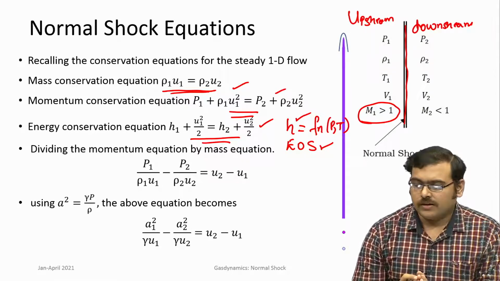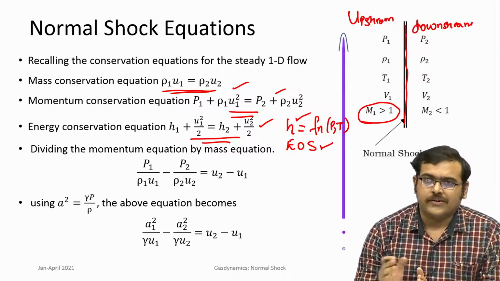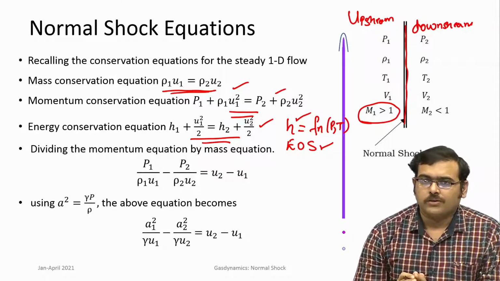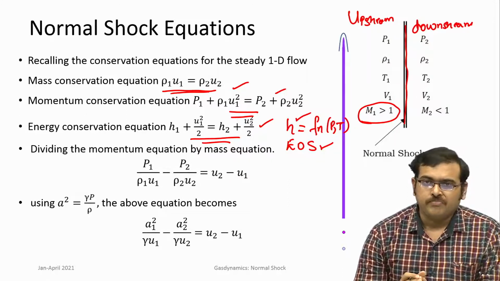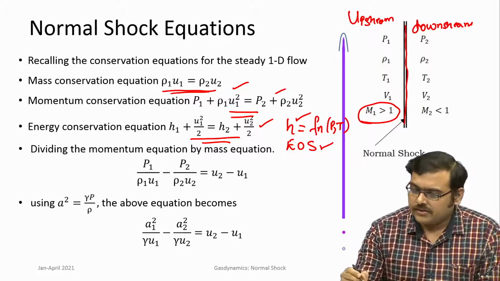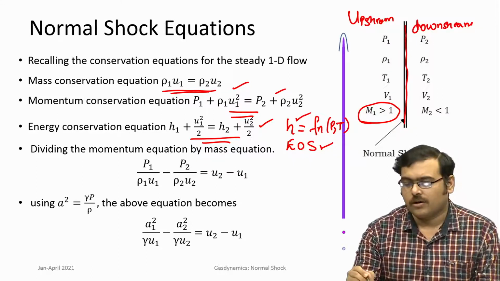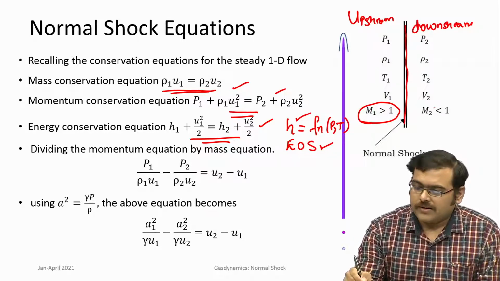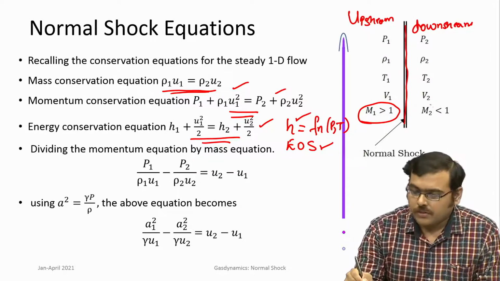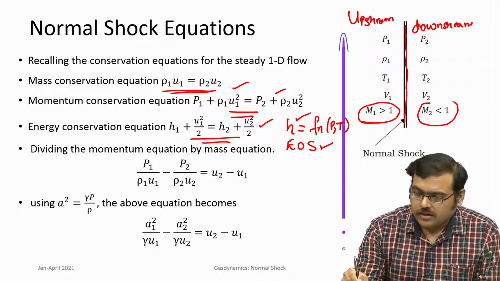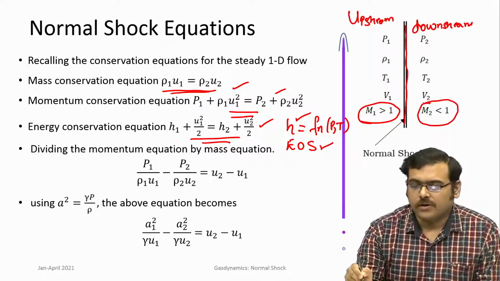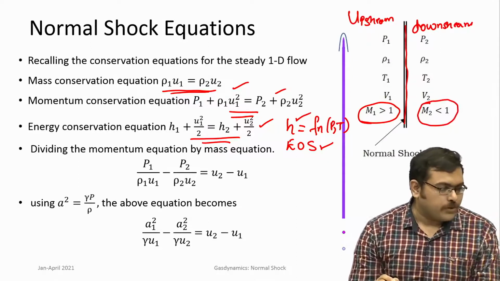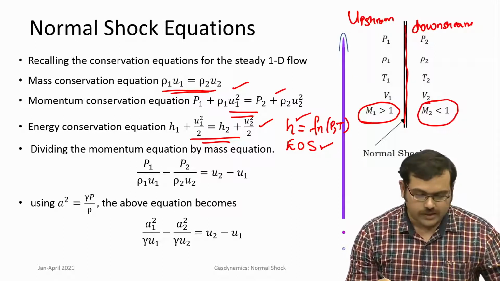First thing that we would try to relate is the Mach number downstream of the shock to the upstream Mach number, and the relation is for a normal shock. A normal shock is normal to the direction of the flow, and for that it is always that the downstream Mach number is subsonic and the upstream Mach number is supersonic.